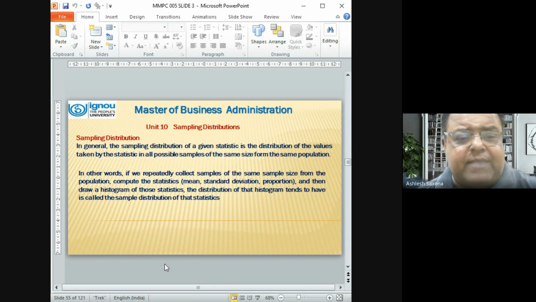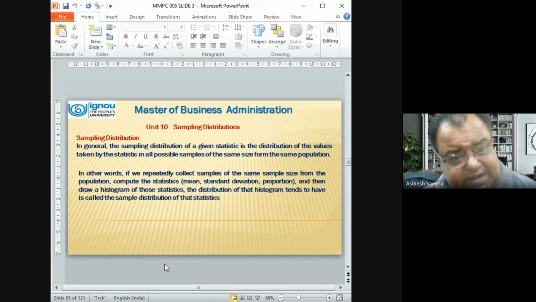Now comes your sampling distribution. Here we will be using different methods of studying the analysis of the population. In other words, we will repeatedly collect samples of the sample size from the population, compute the statistics, that means we will be finding mean, standard deviation, proportion, and then we will draw a histogram of the statistics. The distribution that histogram tends to have is called a sampling distribution of that statistic.